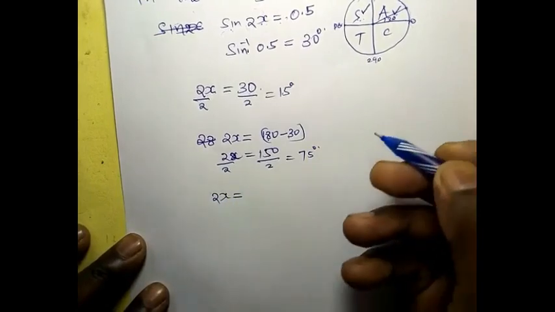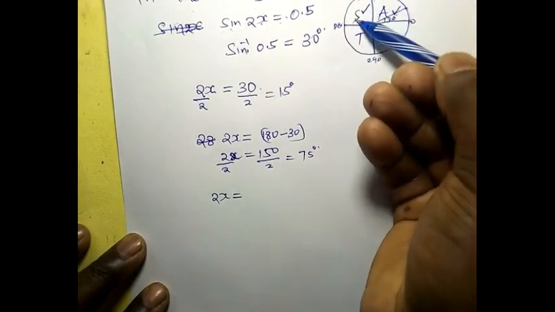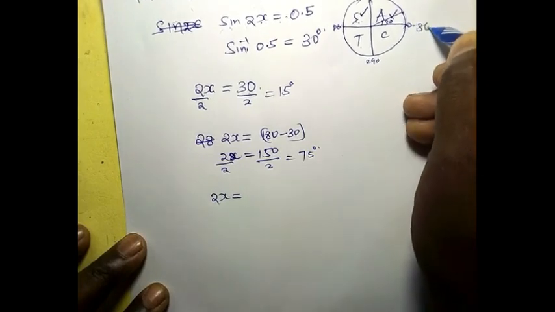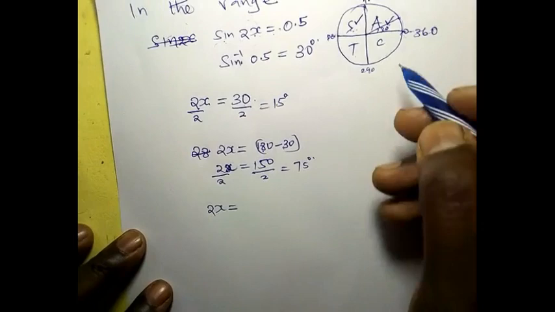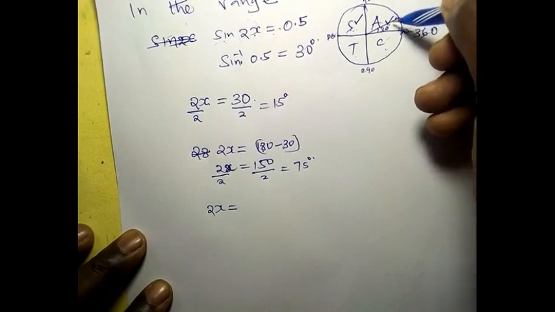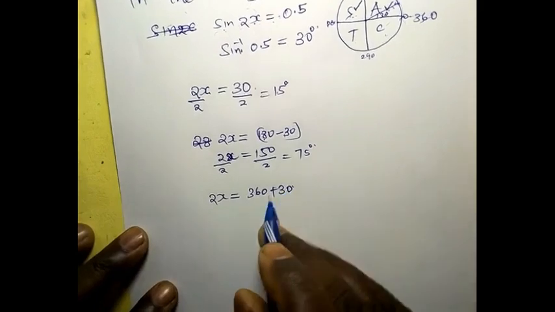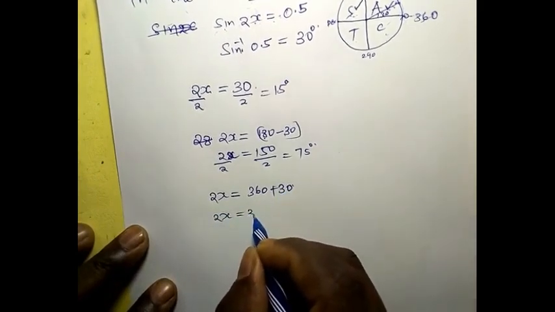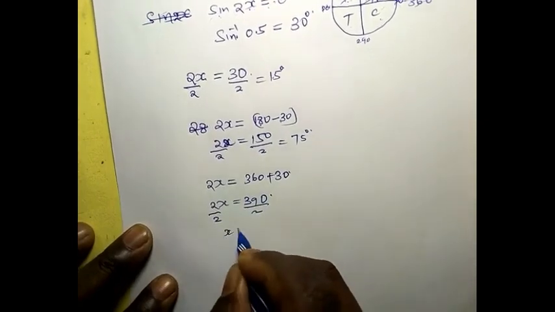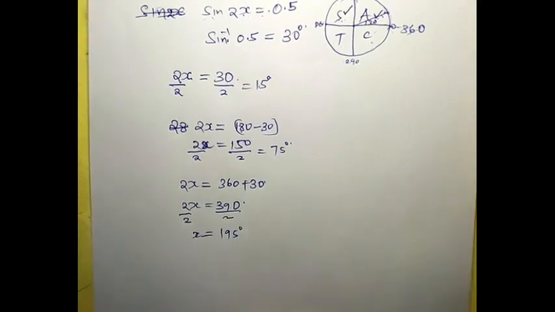2x is equal to, now we go, so we have finished this one, so we don't touch here, so we go again up to this point. Once we reach here, we have covered 360 already. How do we get the angle here? It is 360 plus the acute angle. So we will have 360 plus 30. So we will have 2x equal to 390. So we divide by 2, x equal to 195 degrees.